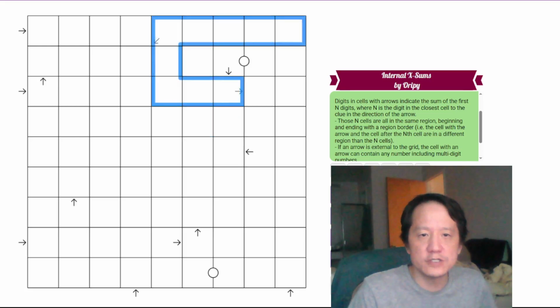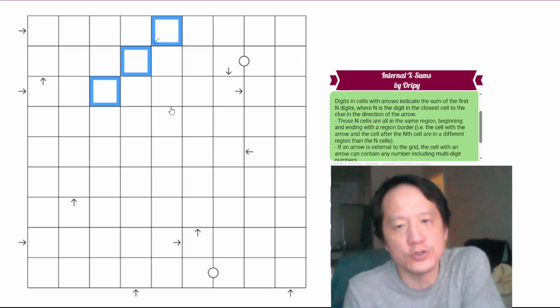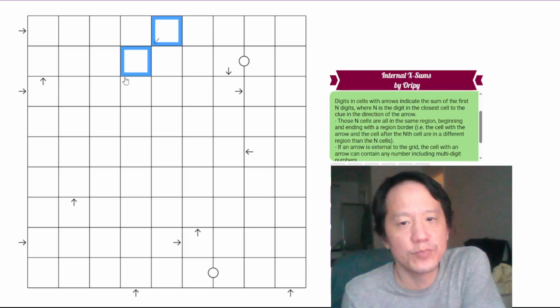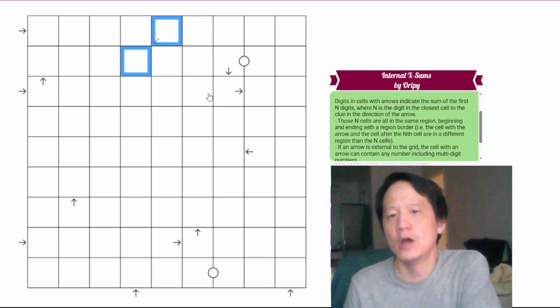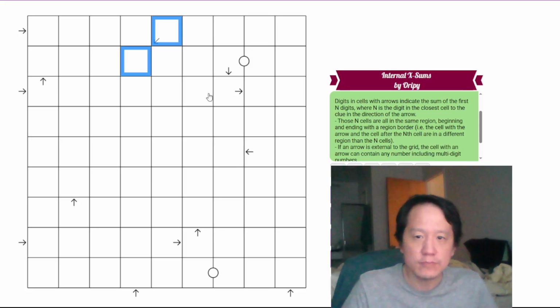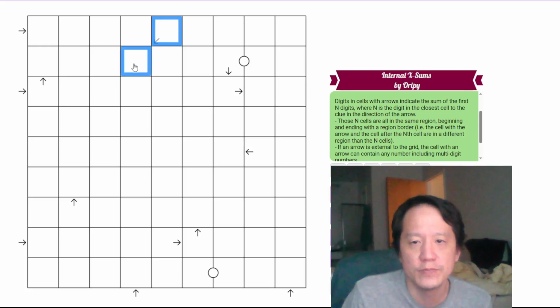We also have digits and cells with arrows indicate the sum of the first n digits, where n is a digit in the closest cell to the clue in the direction of the arrow. Those n cells are all in the same region, beginning and ending with a region border. That is, the cell with the arrow and the cell after the nth cell are in a different region than the n cells.